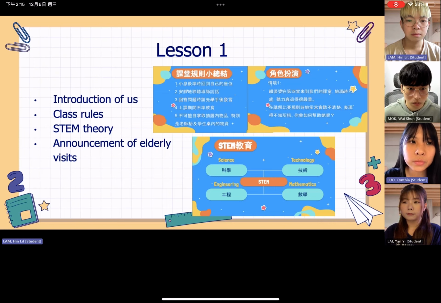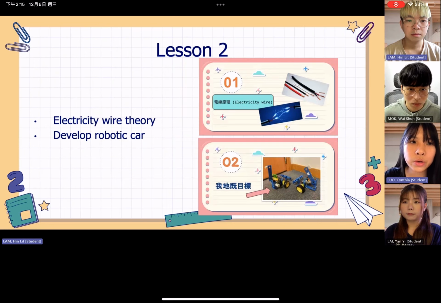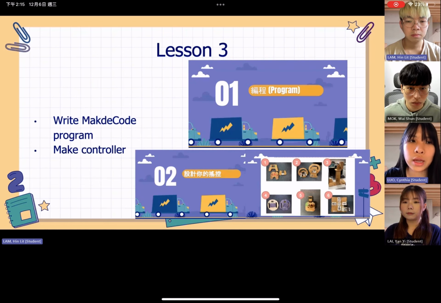became a member of the team. Moving to lesson 2, we dove into electricity wires and the robotic car. Students understood the electricity wire theory and we started the hands-on development of a robotic car. In lesson 3, students wrote their first MakeCode program and created a controller. This lesson not only enhanced their coding skills but also increased their passion for creativity and innovation.